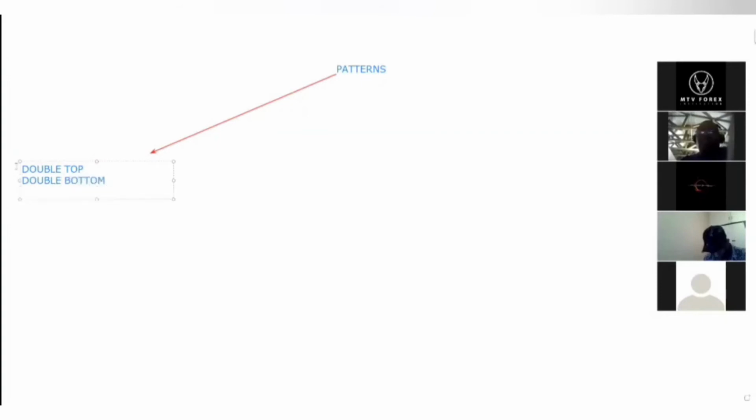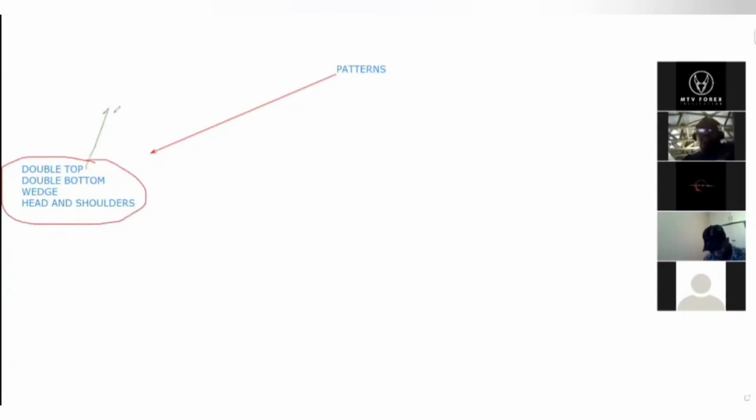And then we have a wedge. Then head and shoulders. Yeah, these are my only patterns that I use. These are the major patterns I use. I've been using this kind of thing.